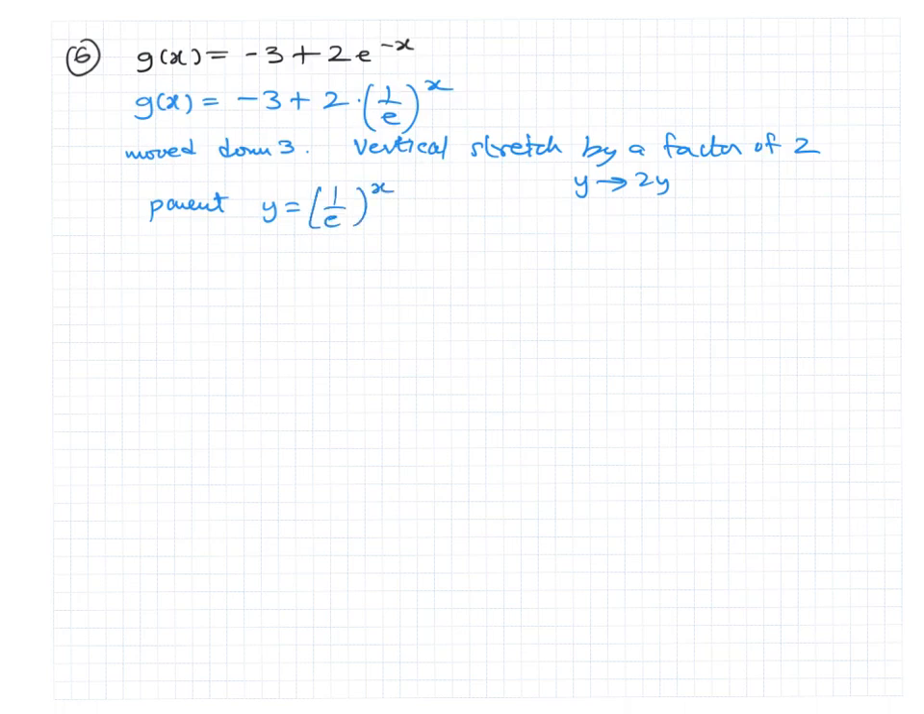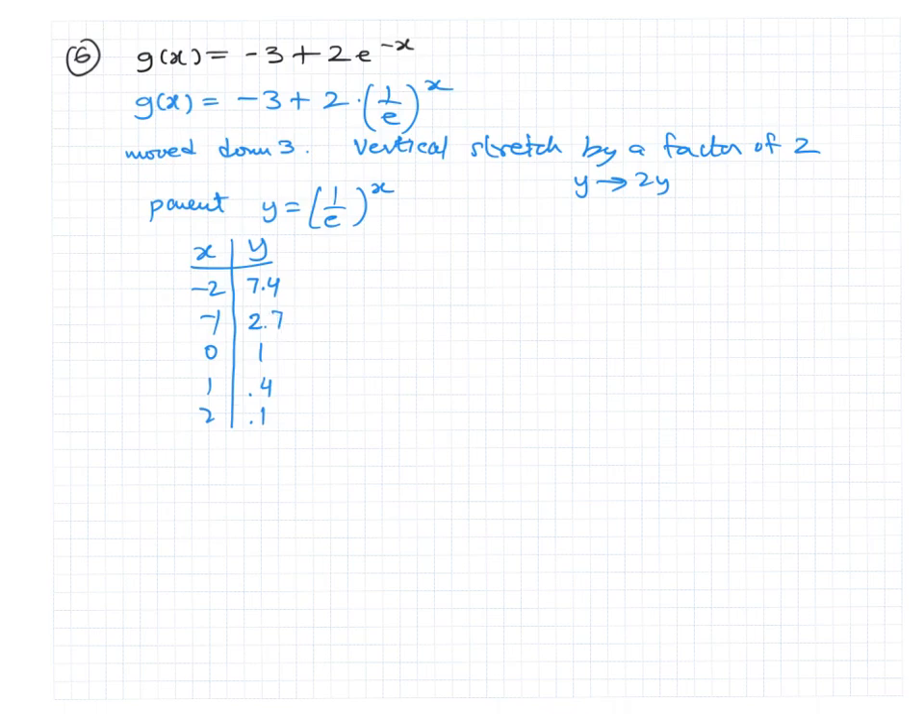Now I make my table for the parent function, and you're going to need to rely on the calculator: -2, -1, 0, 1, 2. When I plug in x equals -2, I get approximately 7.4. When I plug in x equals -1, I get approximately 2.7. When I plug in 0, I get 1. When I plug in 1, I get approximately 0.4. And when I plug in 2, I get approximately 0.1. Again, 1 decimal place is the best you're going to be able to get here.